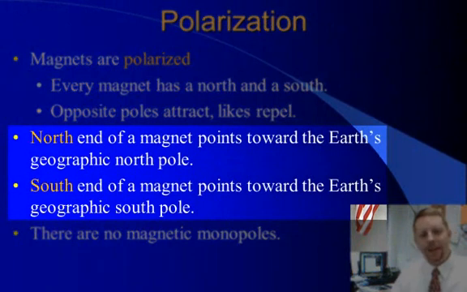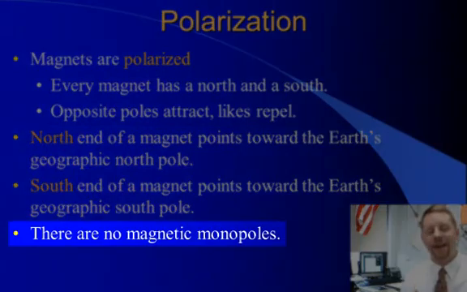The north end of a magnet points toward the Earth's geographic north pole, and the south end of a magnet points toward the Earth's geographic south pole. Now, again, there are no magnetic monopoles. You can never have a north without a south.